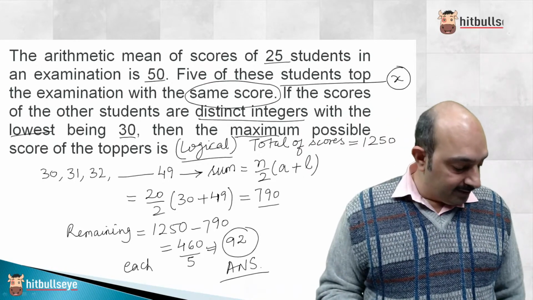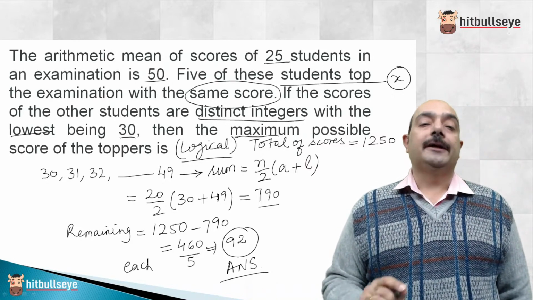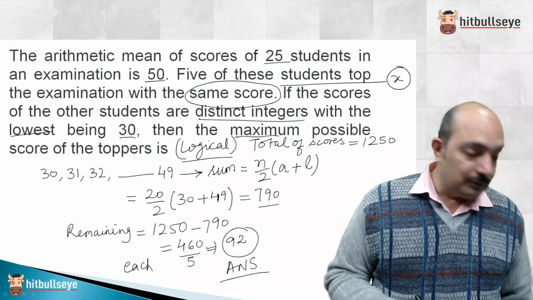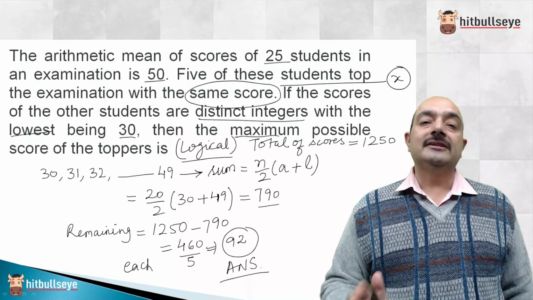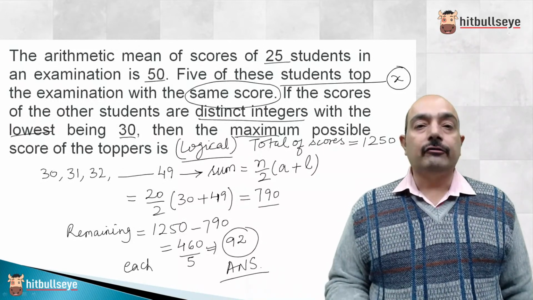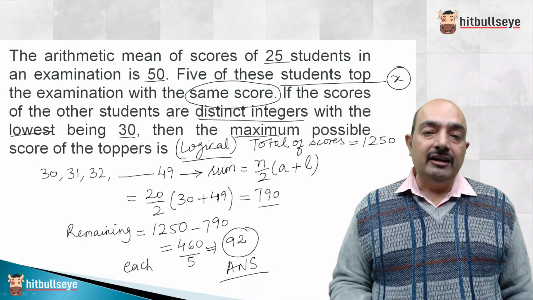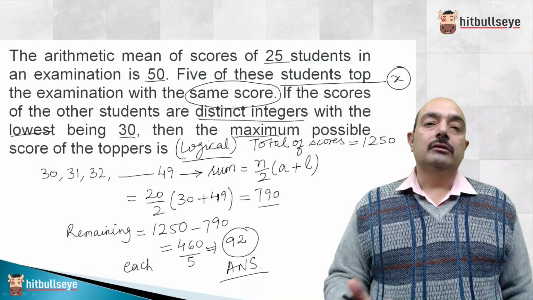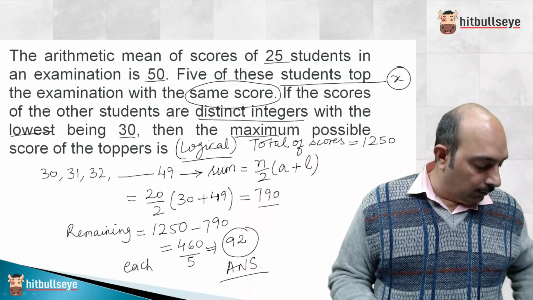Clear to all? Yes, Manvi, 92 is your answer, 100%. Well done, good. Yes, Rahul, Manvi, absolutely. So you just have to calculate 790. After that, job is done. 790 subtracted from 1250 happens to be 460. So 460 divided by 5, because there are 5 integers, all of them are equal. Each would be 92. Well done. Yes, Manvi, Rahul, good.